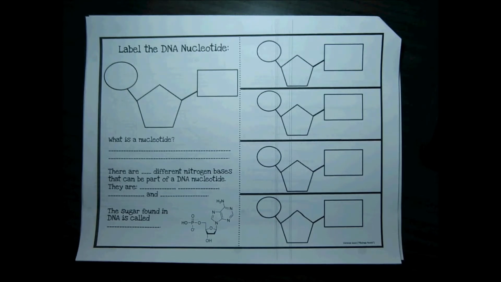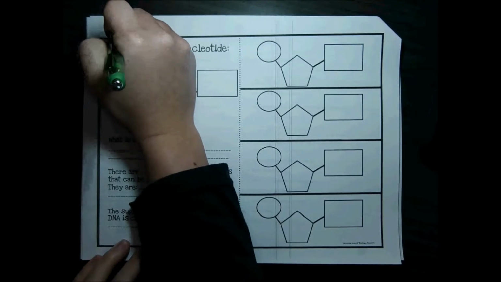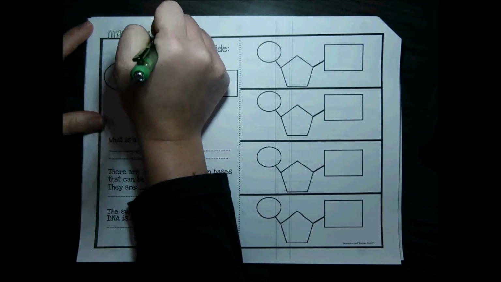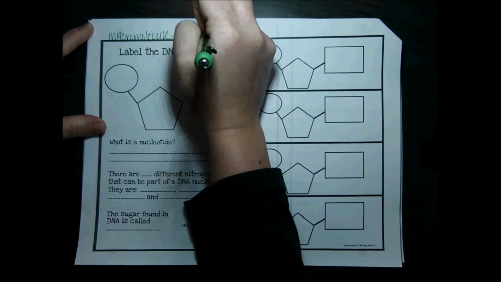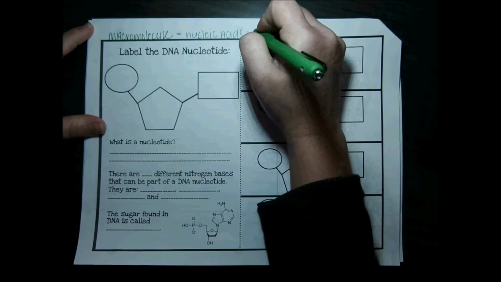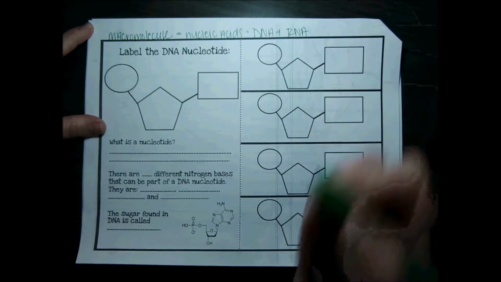Alright, if you remember from the very, very beginning, we talked about those 4 macromolecules, right? It was carbs, lipids, proteins, and nucleic acids. DNA is a nucleic acid, so let's put, out of the macromolecules, nucleic acids include DNA and RNA.